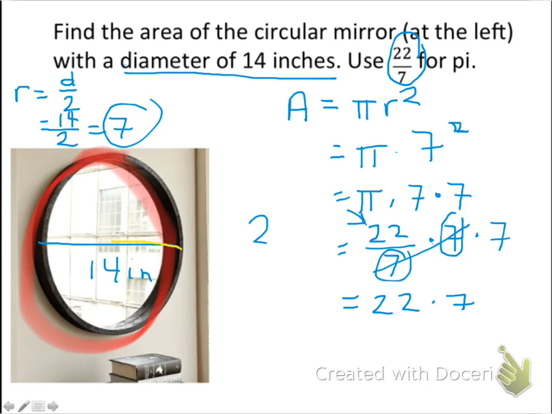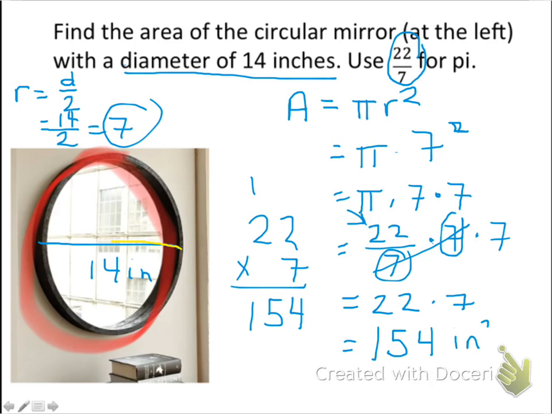22 times 7 is, 2 times 7 is 14, 2 times 7 is 14, plus 1 is 15. So that means our answer is 154 inches squared. Now because we had a word problem with a mirror, we need a word answer. So the mirror is 154 inches squared. And that's how to do the area for this problem.